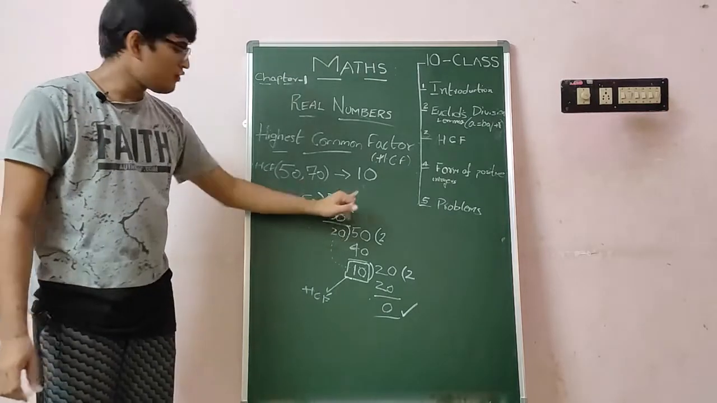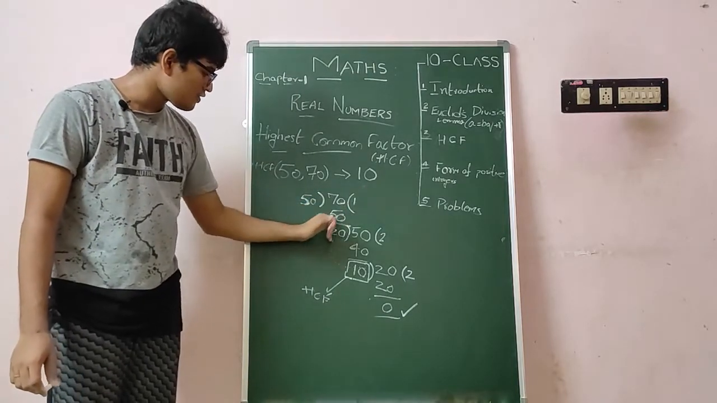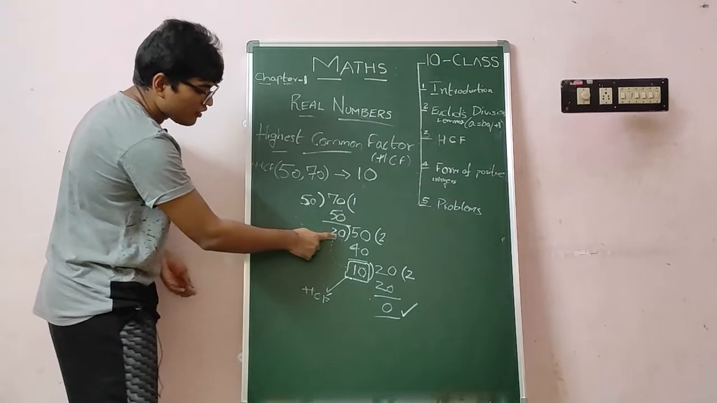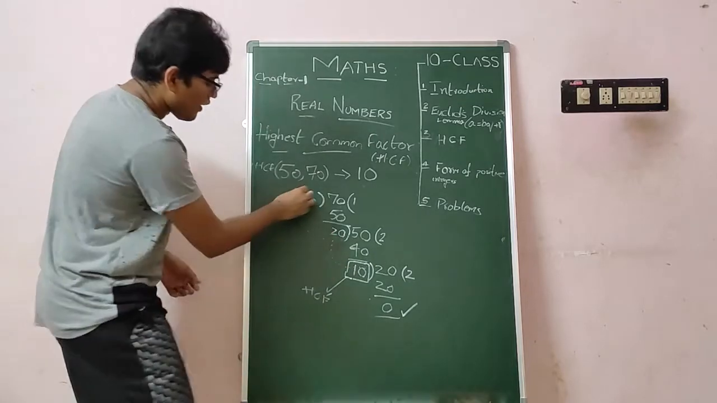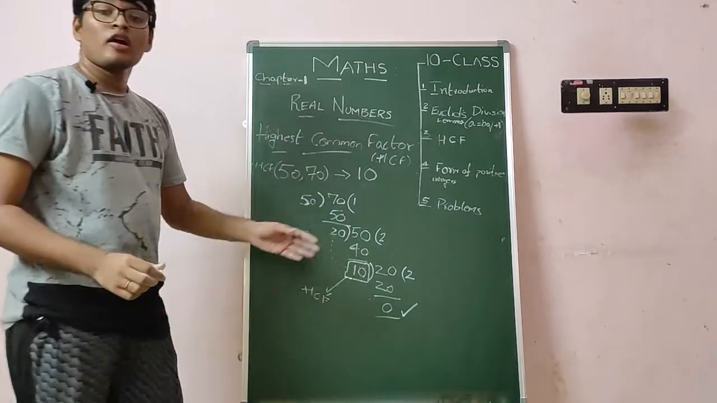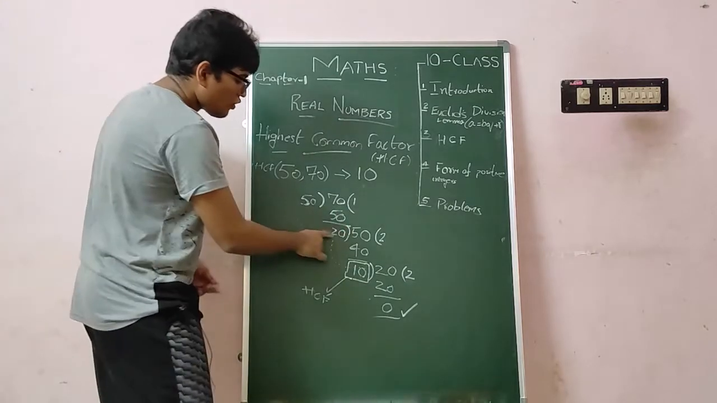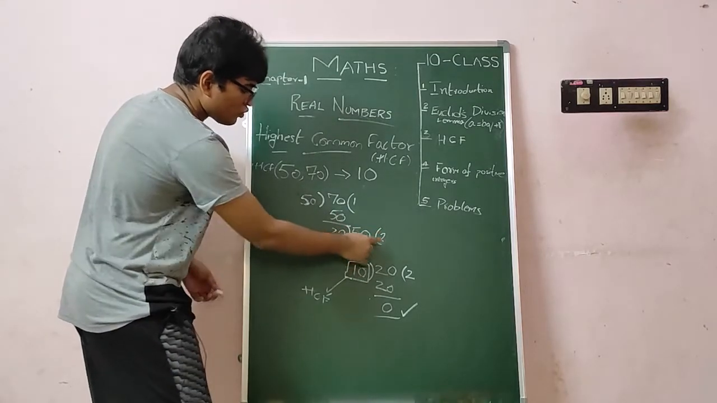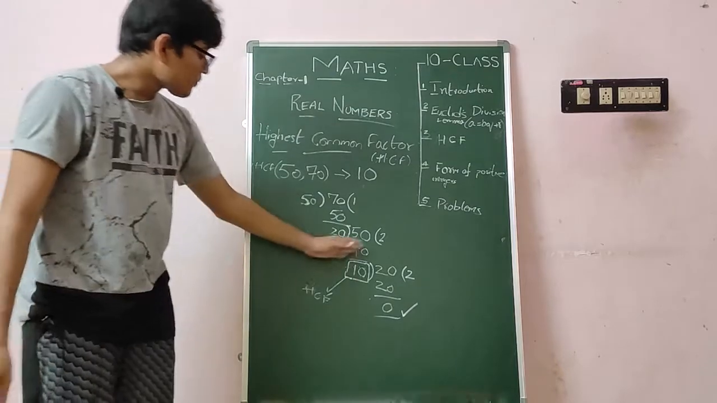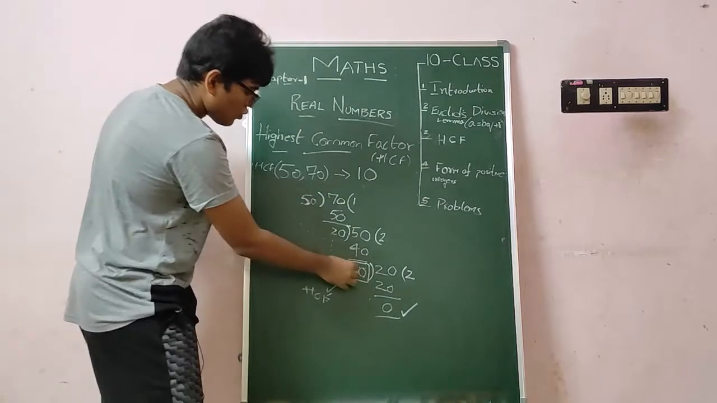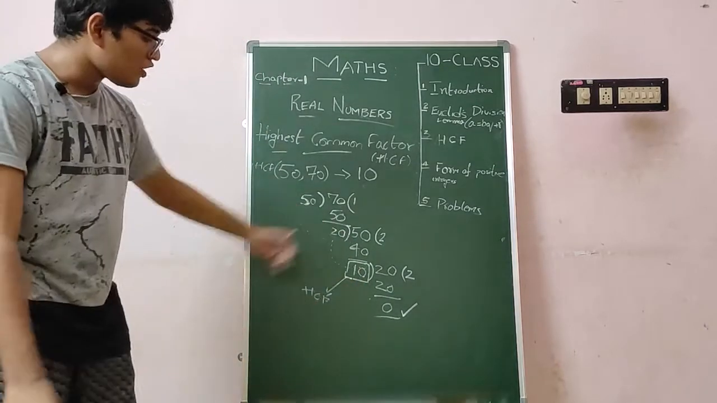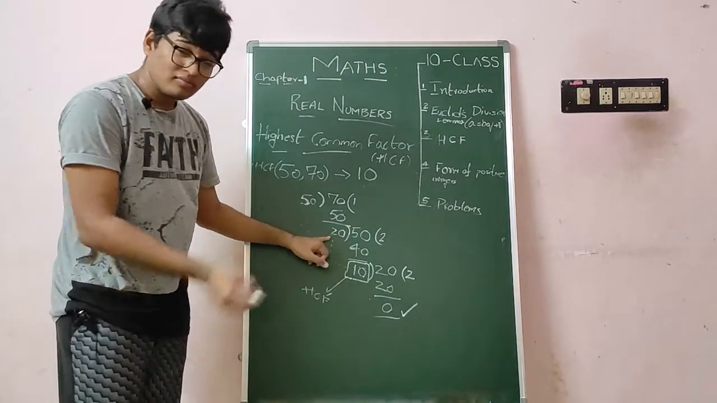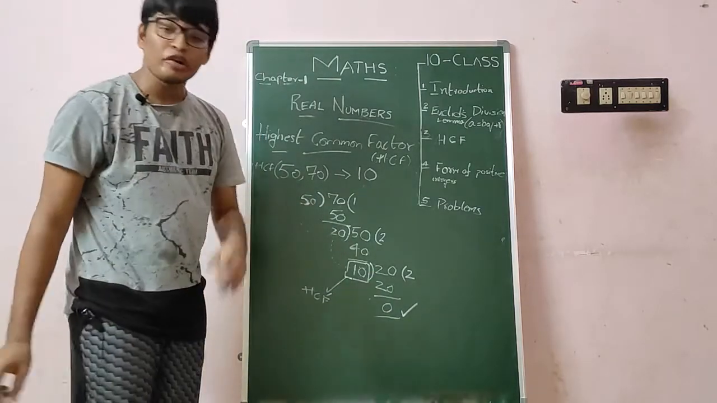50 and 70: 50 divides 70 one time and the remainder is 20. Now this 20 becomes our new divisor, and the older divisor becomes our new dividend. Now 50 divided by 20 goes 2 times, which gives 40, and the remainder is 10. Now this new remainder will become our new divisor, and the older divisor becomes our new dividend.